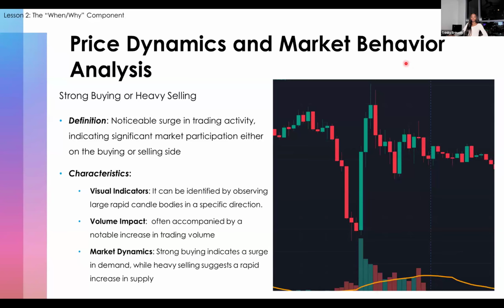All right. So very quickly here, the first thing that we're going to be looking for, whether we're in a trade or as we're approaching a level looking for a trade entry. This kind of goes the opposite too. So it's strong buying or heavy selling, but you can also think of it as weak buying or weak selling, just the opposite. When we're talking about strong buying or heavy selling, pretty simple, like I said before, we're just looking for a noticeable surge in trading activity, indicating significant market participation, right? A lot of volume. Big candle bodies, like it says down here. Just very strong either buyers or sellers.